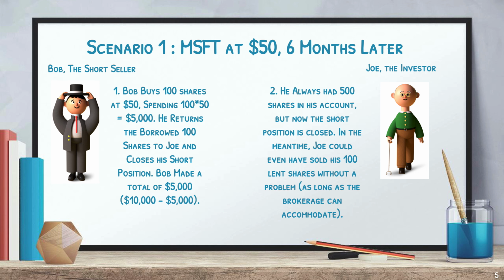Now Joe is happy too, because Joe, believe it or not, always had 500 shares in his account. Now the short position is closed. In the meantime, Joe could even have sold his 100 lent shares without a problem. And this is something that the brokerage typically facilitates. That's typical, right? It doesn't always happen, but more than likely it will happen. It basically allows Joe, the investor, as long as they have inventory of his stock, to sell his position, even though his stocks are actually lent to Bob. And it's an invisible thing that nobody really watches happen, but it happens in the background. And so both parties are kind of happy.